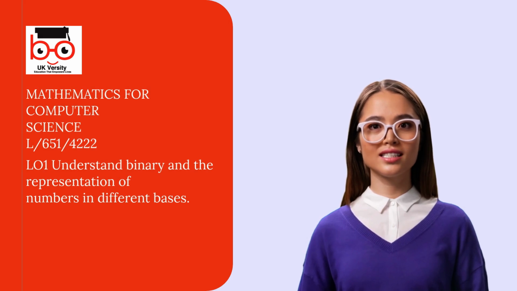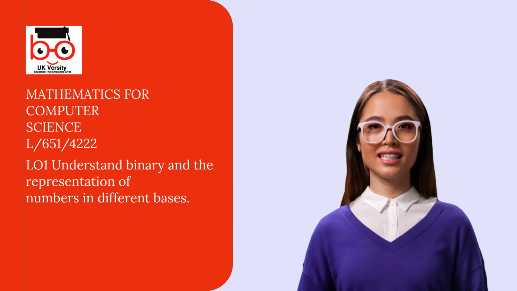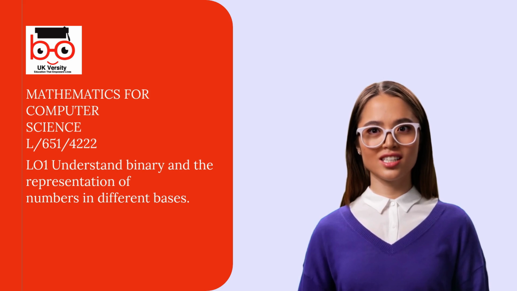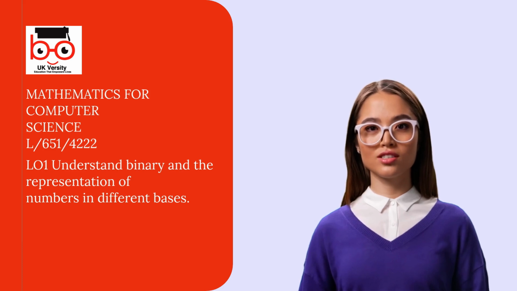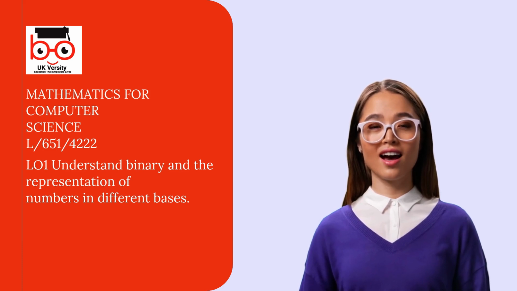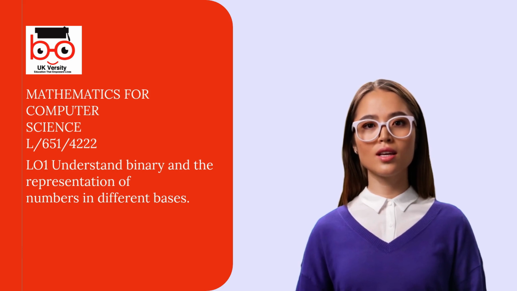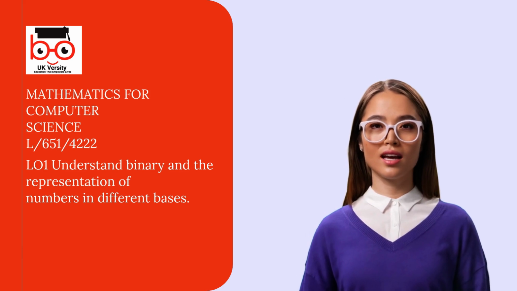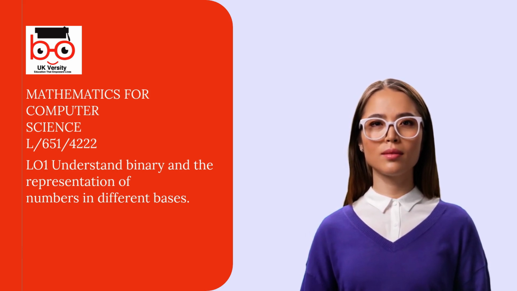Mathematics for Computer Science LO1: Understand binary and the representation of numbers in different bases. How do computers understand information? It all starts with binary numbers. This video explores the core concepts of binary and other number bases critical to computer science. From binary representation to base conversions, discover the mathematical foundations that power computing. Let's dive into the world of numbers that computers rely on.